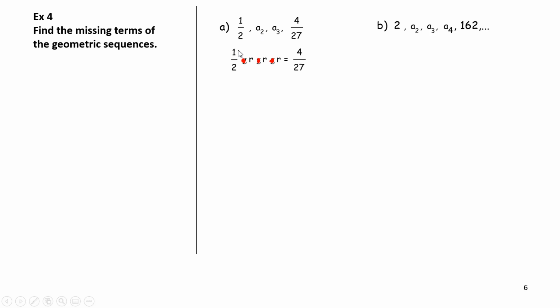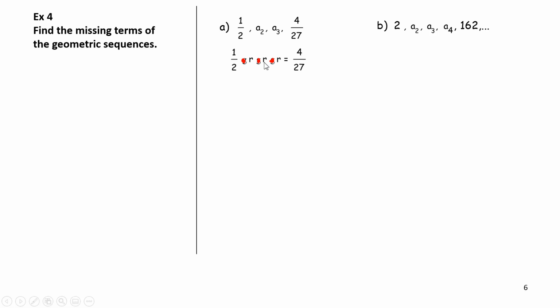So think about this. If I took 1/2 and I multiplied it by r, I would get a sub 2. If I did that again, I would get a sub 3. If I did it one more time, it would equal a sub 4. So that's exactly what I did. I took my first term, times r once, times r twice, times r 3 times. If I multiply it by r 3 times, I get to term 4. It should equal term 4.